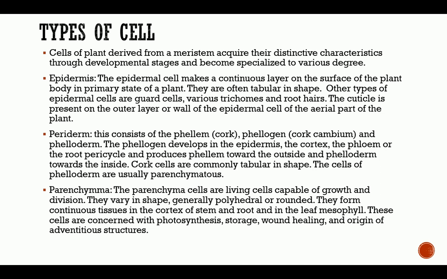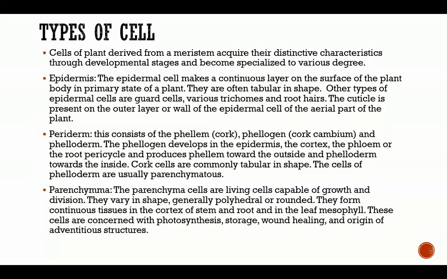Cells of plants derived from a meristem acquire distinctive characteristics through developmental stages and become specialized to various degrees. The meristem is the point of cell formation, the point of growth, where there is consistent division of cells, and those cells become developed through different stages and become specialized to various degrees. Now we want to look at the types of cells that are in a plant. What are the types of cells that are in a plant?